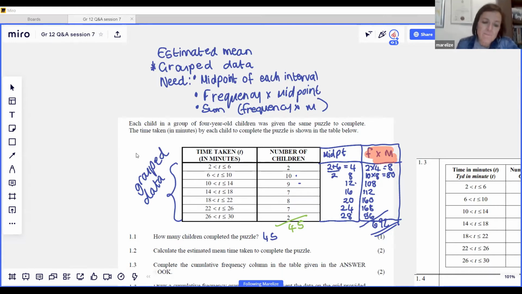And now comes the final step in this long process of calculating the estimated mean. We are going to take the 692 and divide it by the frequency. So your final step is to divide the total by the frequency. So I'm going to write it here, 692 divided by 45.